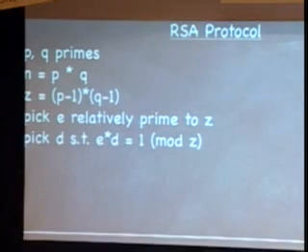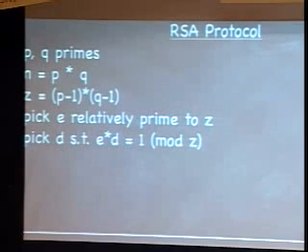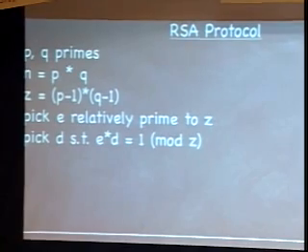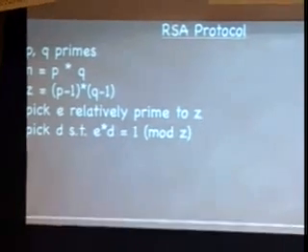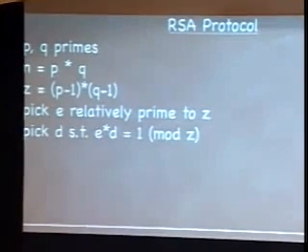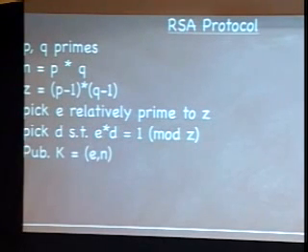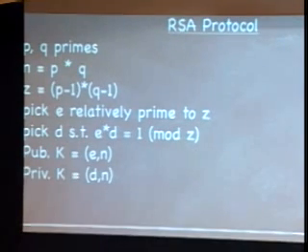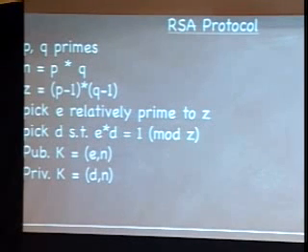And we pick a number D such that E times D is equal to 1, modulo Z. So if you take E times D and you take the modulus with Z, the value should be 1, okay? If you pick a set of numbers that satisfy this property, then we can define the public key to be E comma N and the private key to be D comma N. And these numbers have this magic property.